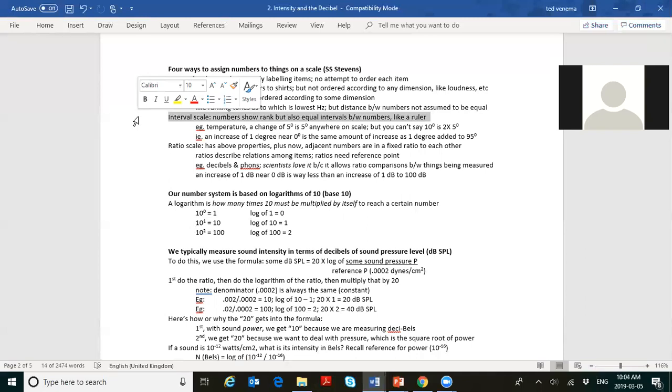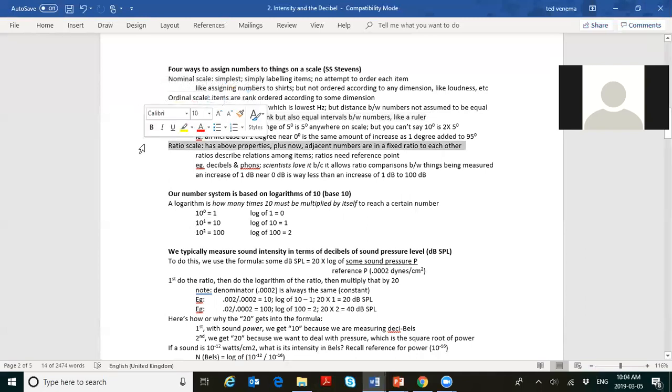So in order to be able to say something is twice as much as, or half as much as, or 3 times as much as, you need to define the ground. And that's what we do with the decibel. It's based on the ratio scale. Not only are things ordered and they're in fixed increments relating to each other, but we've also defined what 0 is. You've defined the ground.